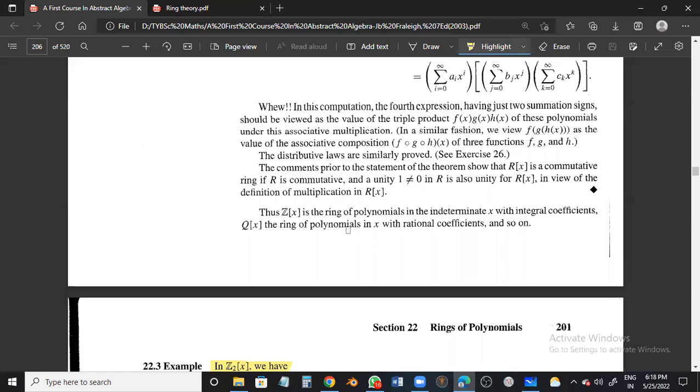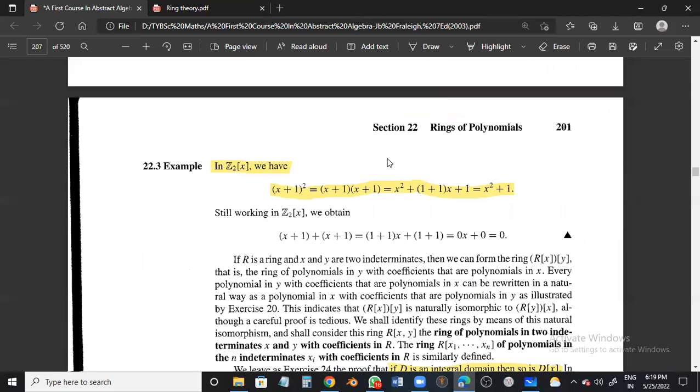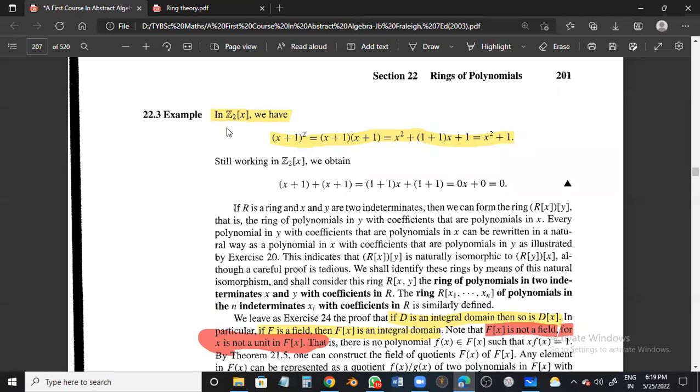This statement I would like to highlight for you. Z of x is the ring of polynomials in the indeterminate x with integral coefficients, and Q of x the ring of polynomials in x with rational coefficients. So this we all know now. This example we have already solved. X plus 1 bracket square in Z2 of x, just now I have shown, comes out to be x square plus 1. And the addition becomes a 0 polynomial.